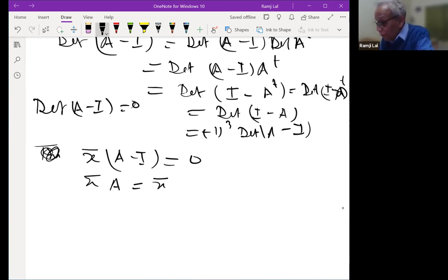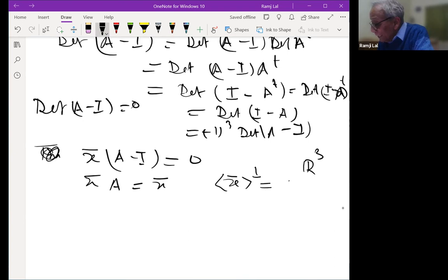So X bar is a unit vector, and look at its orthogonal complement in the Euclidean space R3. This is also invariant under A. You see, an orthogonal matrix takes orthogonal vectors to orthogonal vectors. So if Y is here, then Y will be orthogonal to X bar, therefore Y A will also be orthogonal to X bar A, and X bar A is X bar. So this is a subspace of R3, and its dimension is 2.